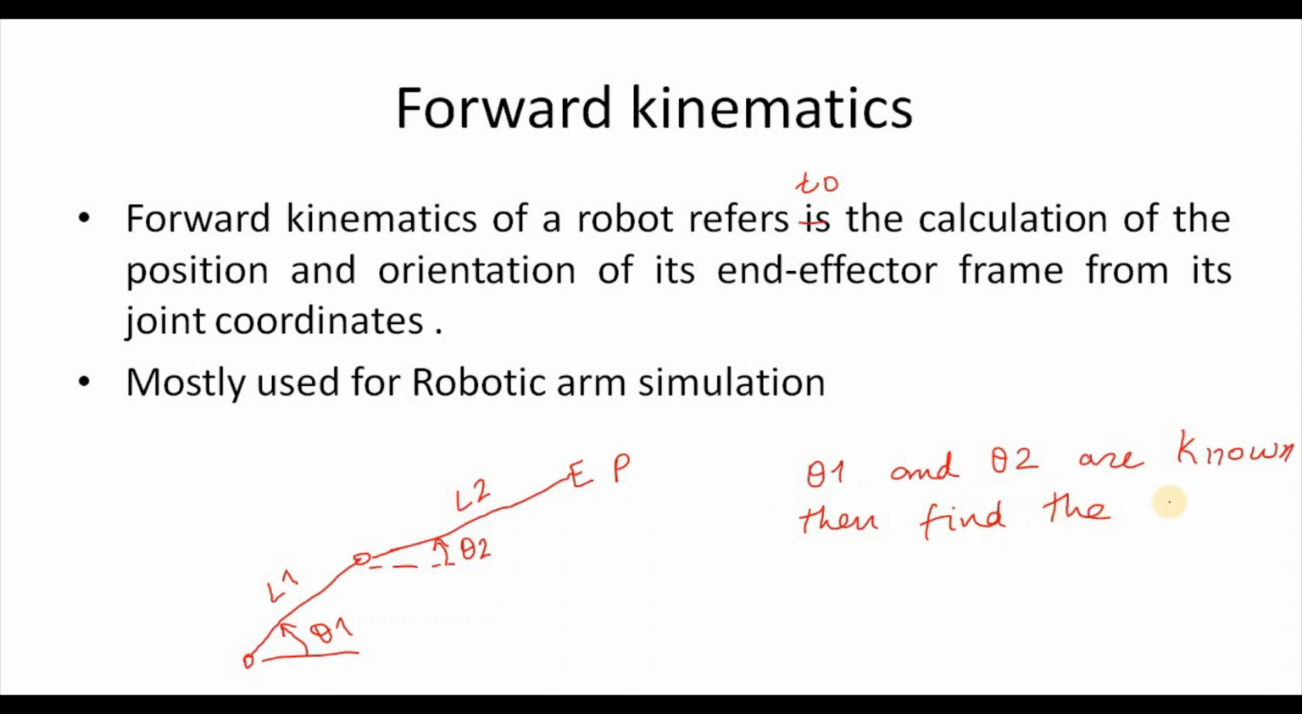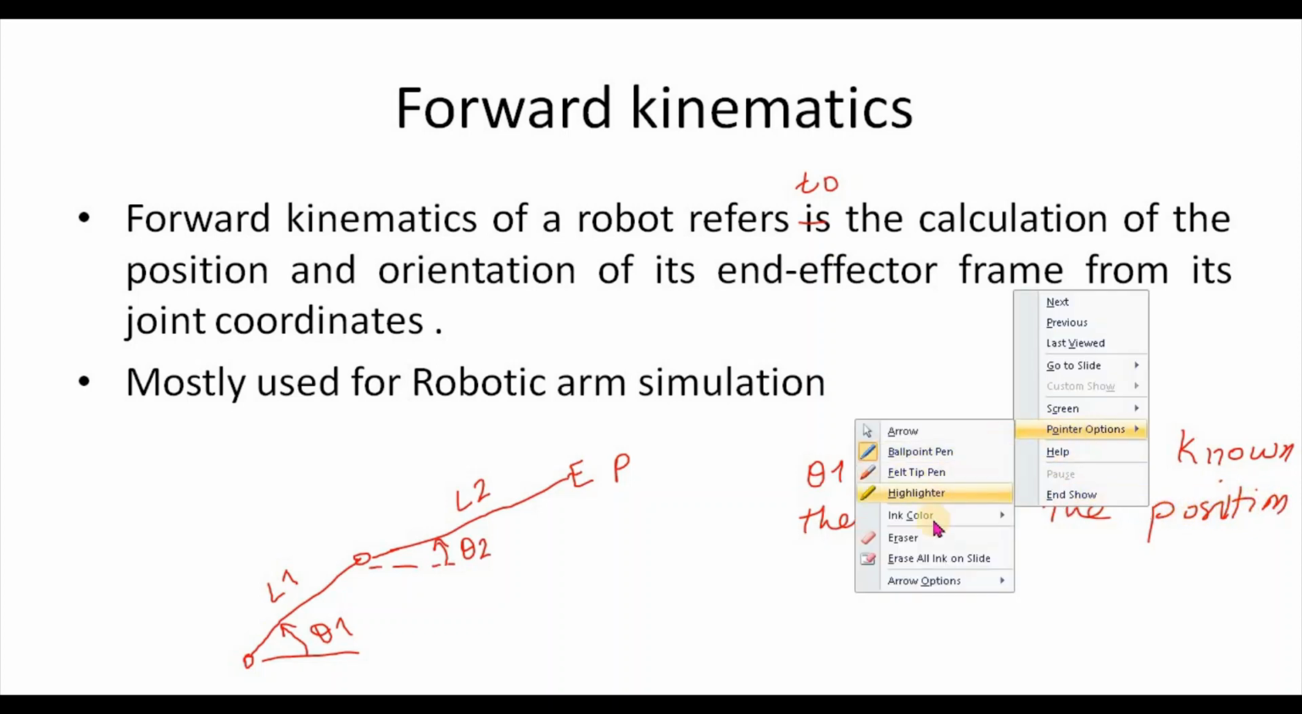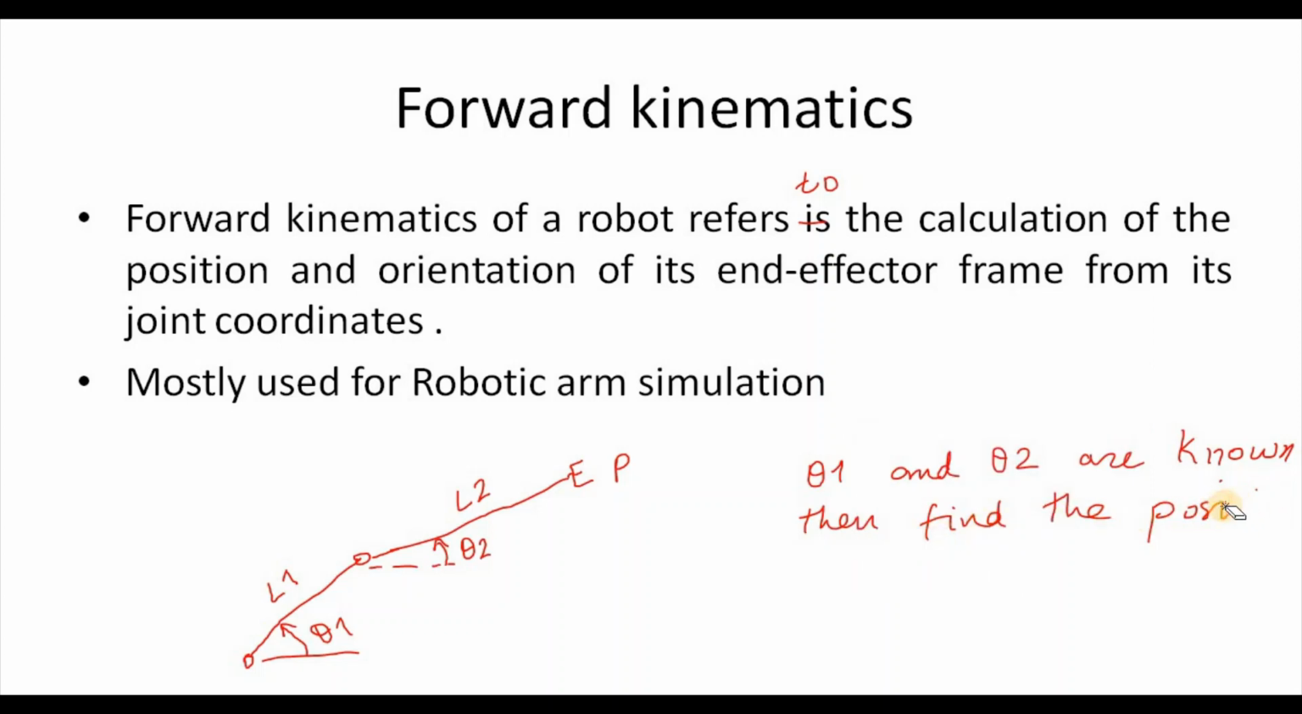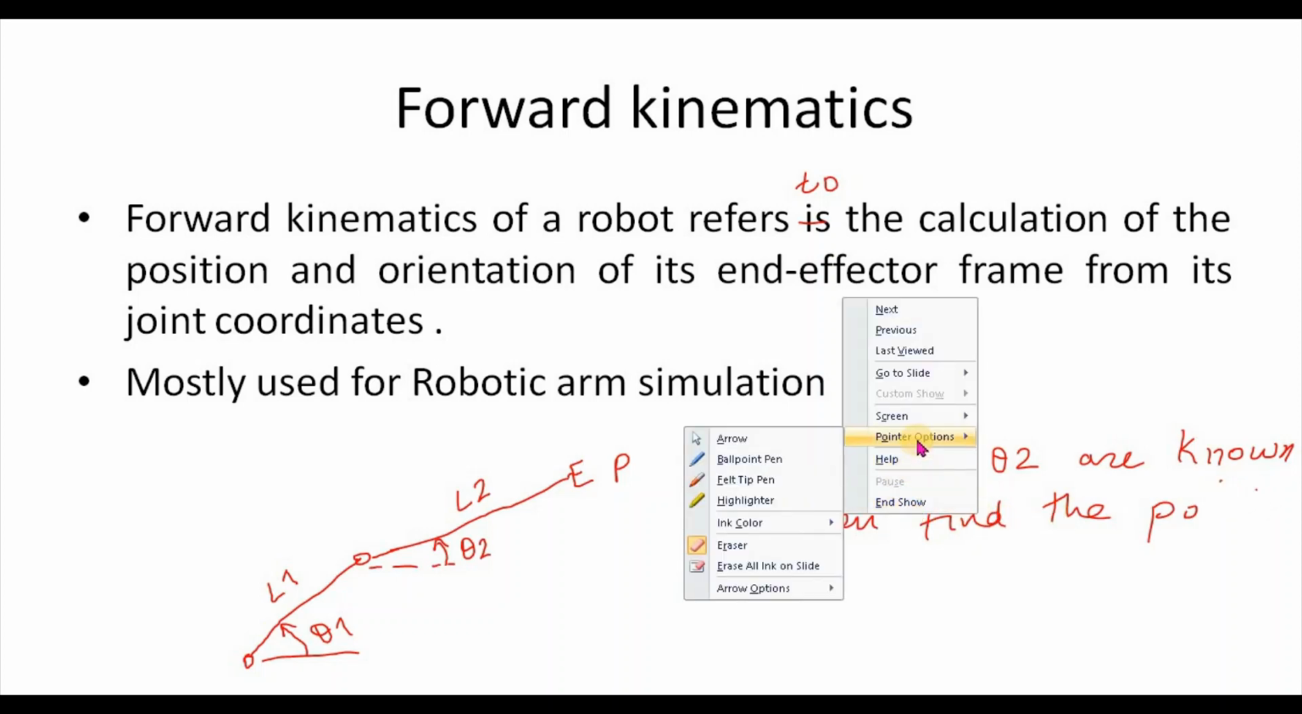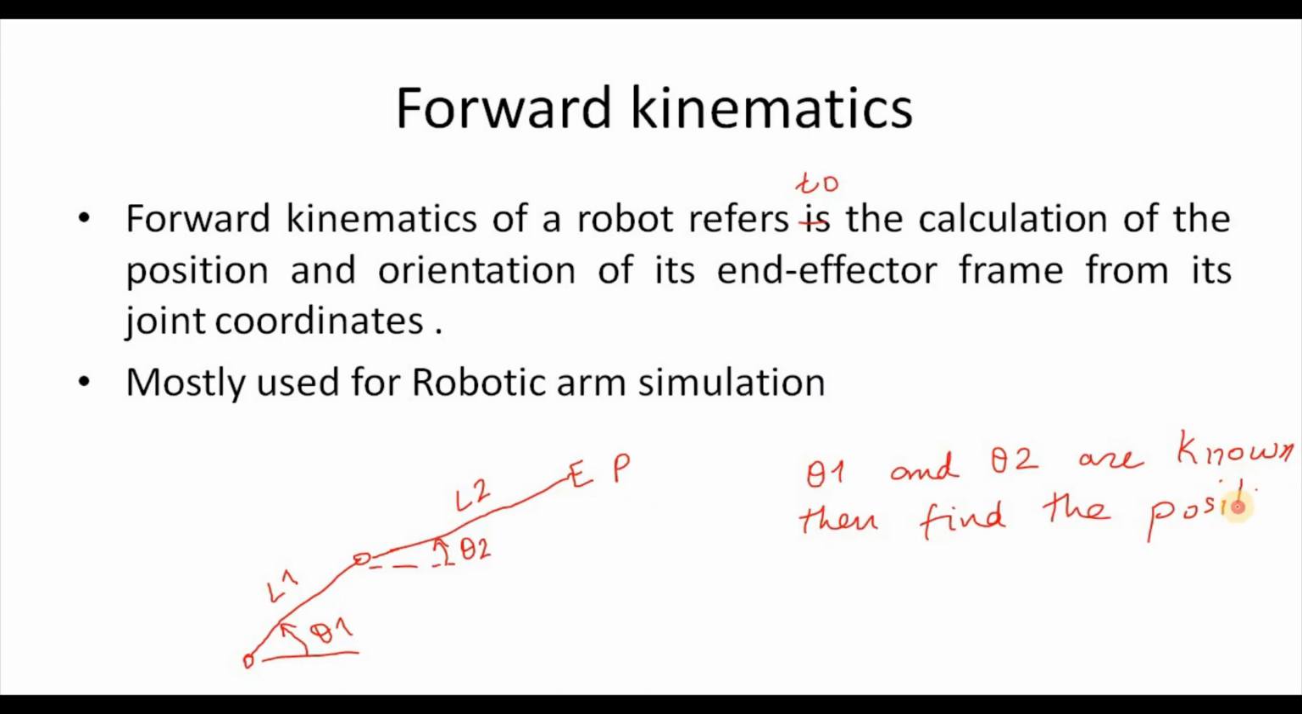So if theta 1, theta 2 are known, then find the position and orientation of P. So we need theta 1, theta 2, and also we need L1 and L2. So this is called forward kinematics.